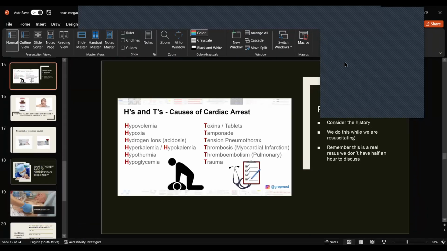We have to start considering our causes. We can't just keep on doing CPR, all right? So let's spend a few minutes on this and try and figure out. So we know that he fell down, he had a sharp chest pain. We know that he was having leg pain as well. And we know that he was hypoglycemic, which we corrected, all right? Because we have to start treating reversible causes as well.